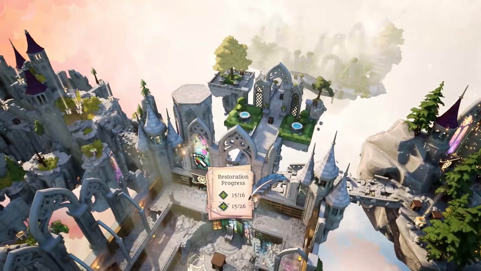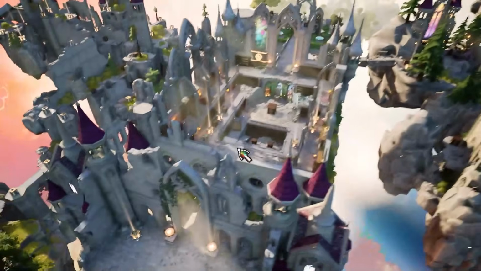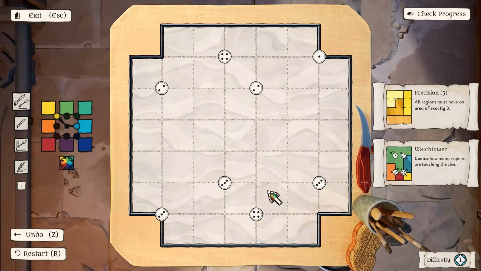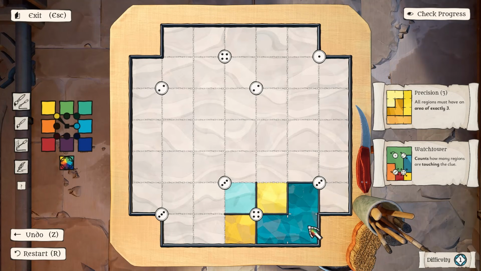It's not unlocked anything over here, but we do still have this one. In fact, we're 1 away there. Should we just do that now? And there's a 1. Watchtower. So many regions are touching the clue. Okay, that thing. Okay. It's been a while. So these have to be 3s. So you're a 3. You come out that way. Put another 4 up here.